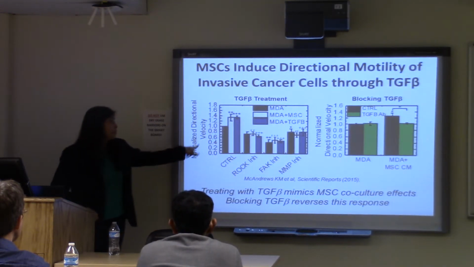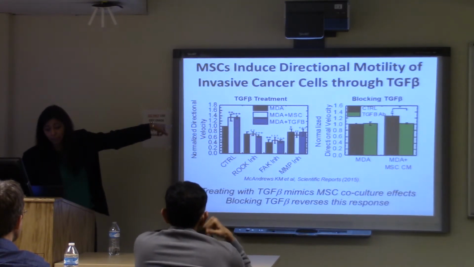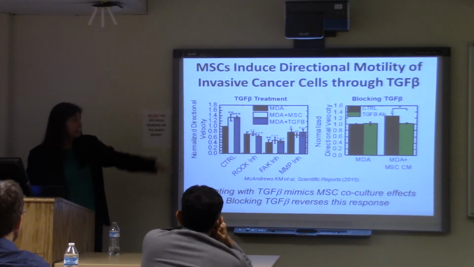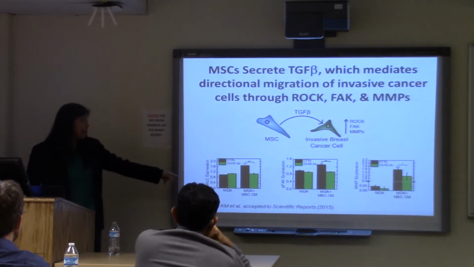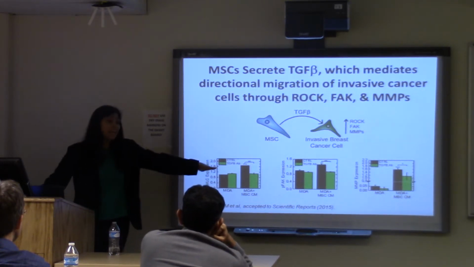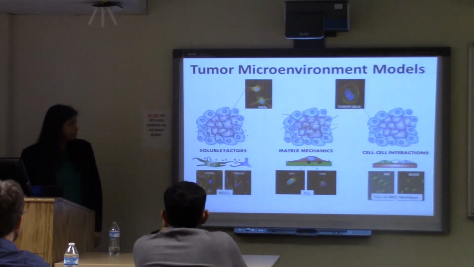We showed that by mimicking the response by adding TGF-beta instead of MSCs or MSC-conditioned media, and then we also showed that by blocking TGF-beta in conditioned media from MSCs. And then we went back to the signaling pathways that were affected before, and we saw that if we added TGF-beta antibody, that also inhibited those as well.